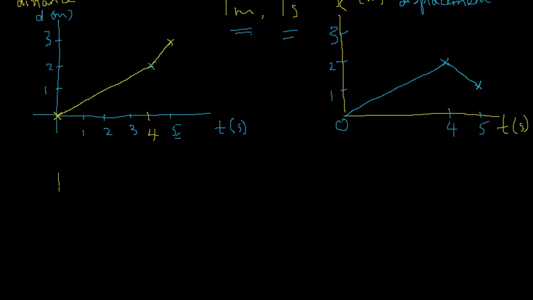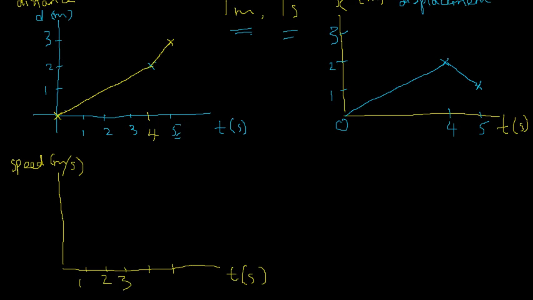I need another graph. It's time. Now this time I want the speed. And that's in meters per second. And I have time in seconds down here. And the times are 1, 2, 3, 4, 5 seconds as before. What about the speed? How can we find the speed?